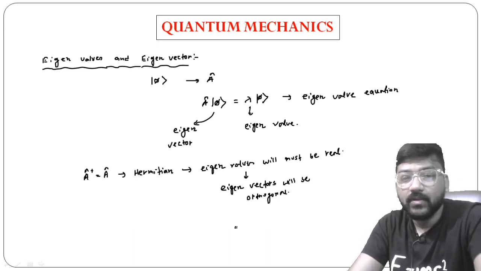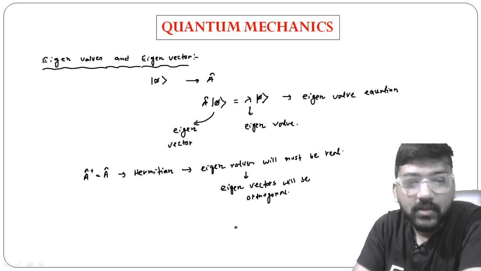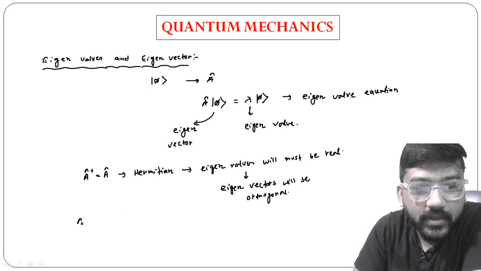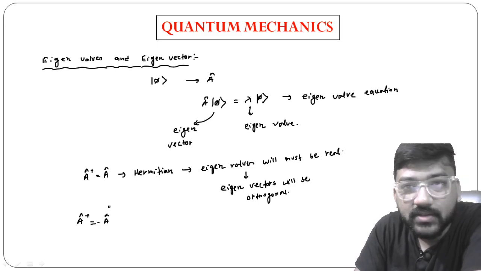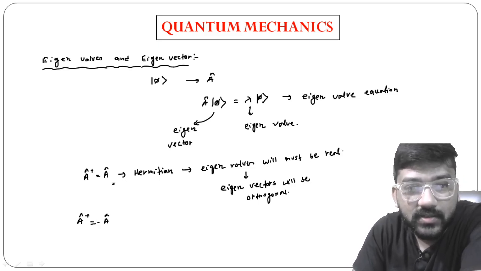And if it is anti-Hermitian, that is A dagger is equal to minus A cap. I have discussed Hermitian operators and adjoint operators in the last class.